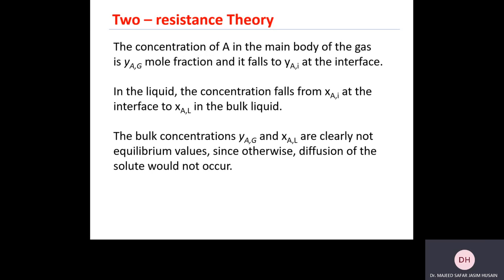The concentration of ammonia in the main body of the gas is YAG, mole fraction, and it falls to YAI at the interface. In the liquid, the concentration falls from XAI at the interface to XAL in the bulk liquid. The bulk concentrations YAG and XAL are clearly not in equilibrium. They cannot be in equilibrium, because if they were, we say there is no mass transfer, since otherwise the diffusion of solute would not occur.